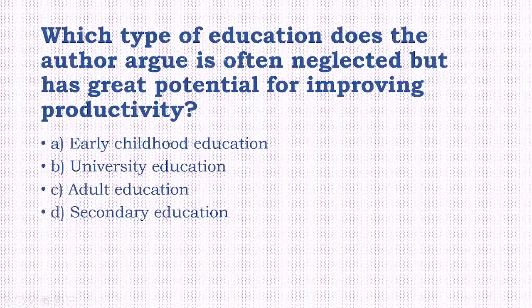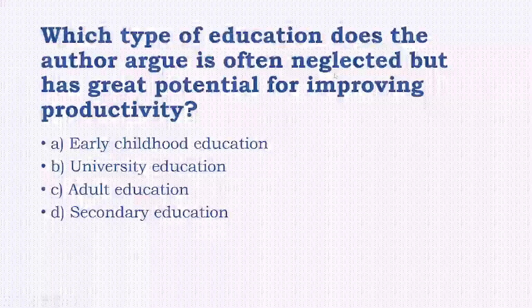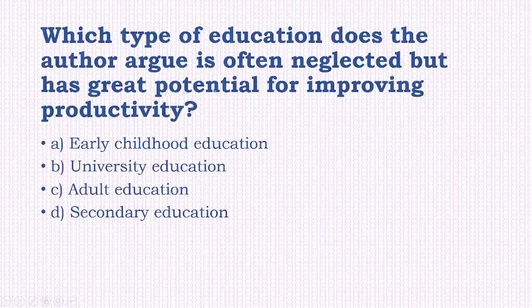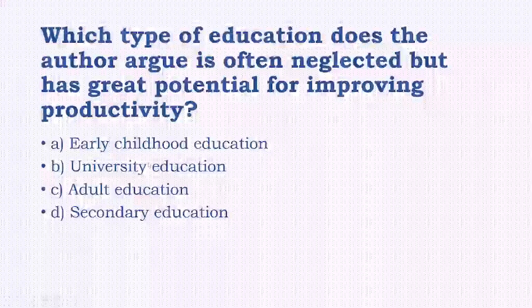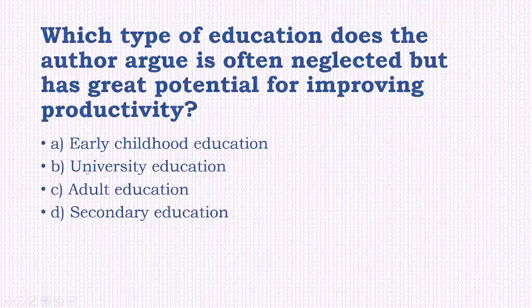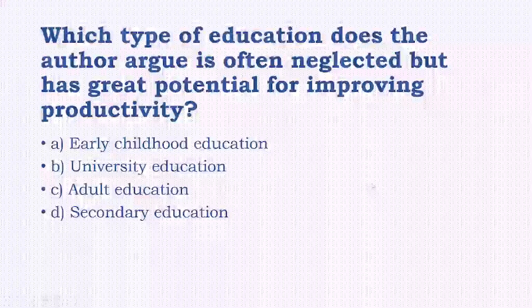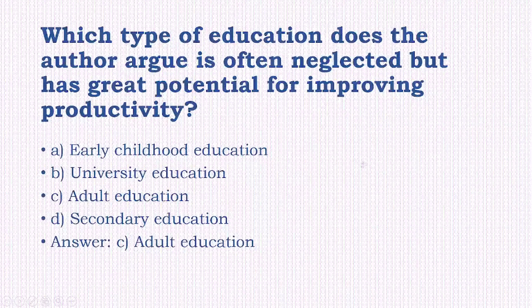Next, which type of education does the author argue is often neglected but has great potential for improving productivity? Options: early childhood education, university education, adult education, secondary education. The answer to this question is option C, that is adult education.